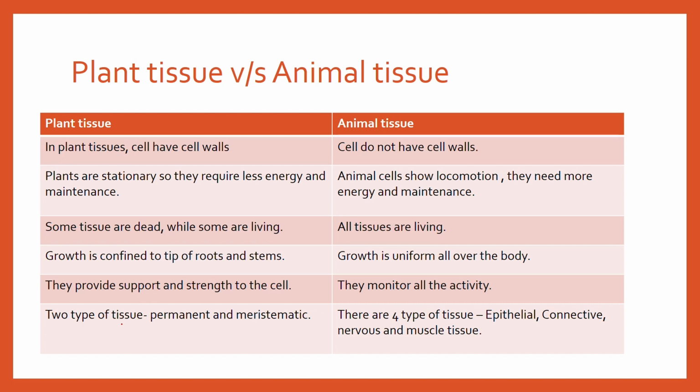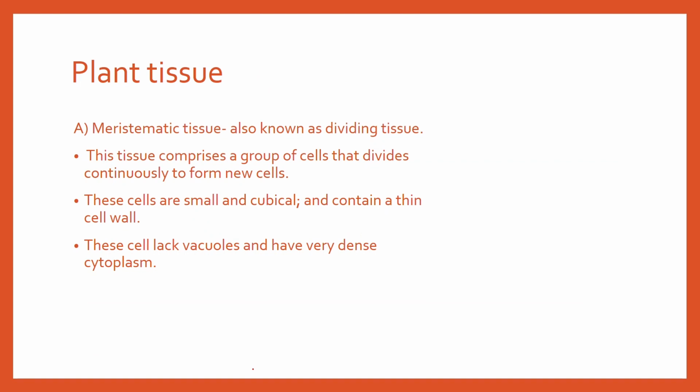So there are two types of tissue present in plants: permanent and meristematic, while animal tissue is mainly divided into four types: epithelial, connective, nervous and muscle tissue. We will discuss the types of tissue in further videos, while in this video I will be discussing the plant tissue, that is meristematic tissue. Okay, so let's discuss the meristematic tissue.